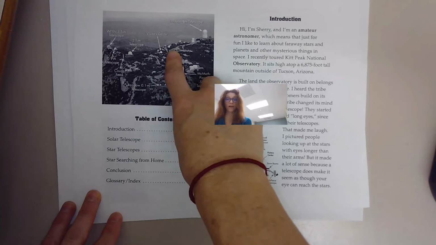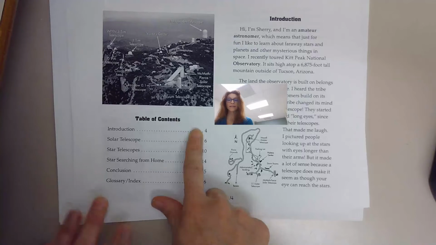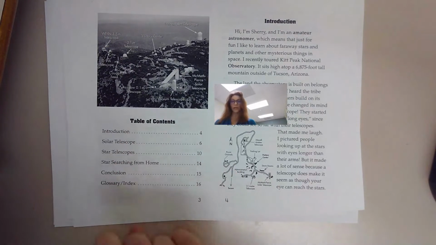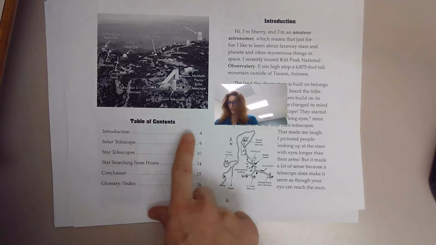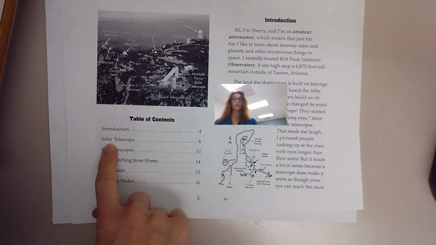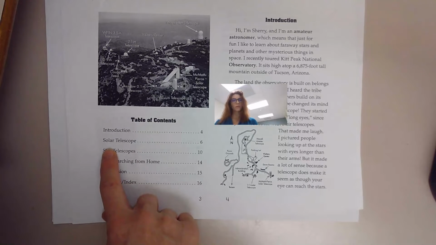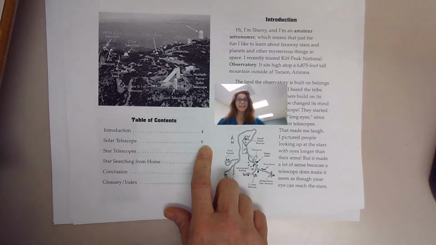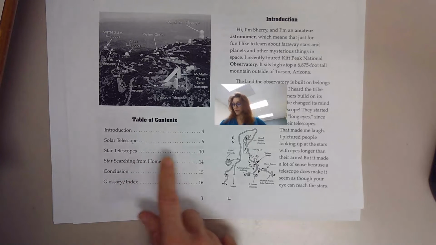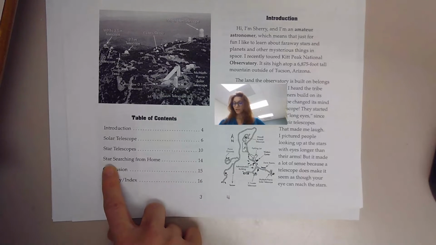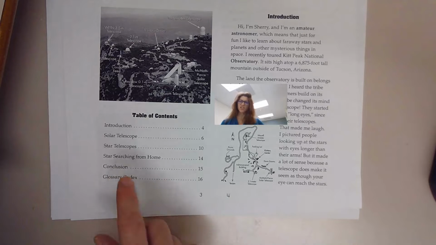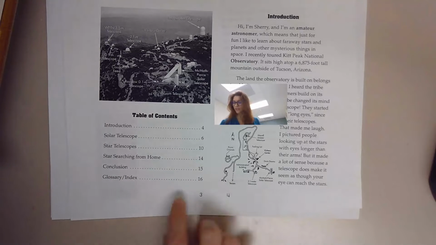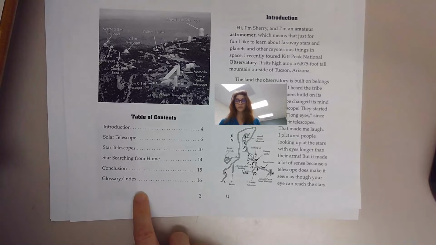This one has a photograph that is labeled. We have a table of contents that tells us what we are going to be reading about, so we can look at this and realize that this is going to give us a little introduction about what Kitt Peak is. On page 4, we're going to learn about a solar telescope, something to do with the sun. When we hear the word solar, it means something to do with the sun. On page 6, star telescopes; on page 10, star searching from home; on page 14, a conclusion, which summarizes everything we've read. On page 15, we also see that we have a glossary and an index.